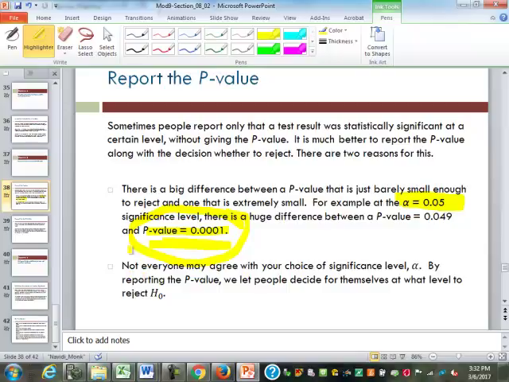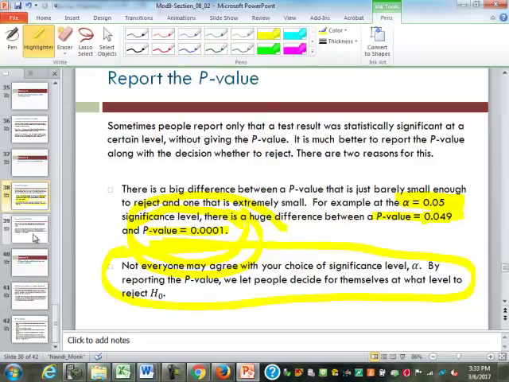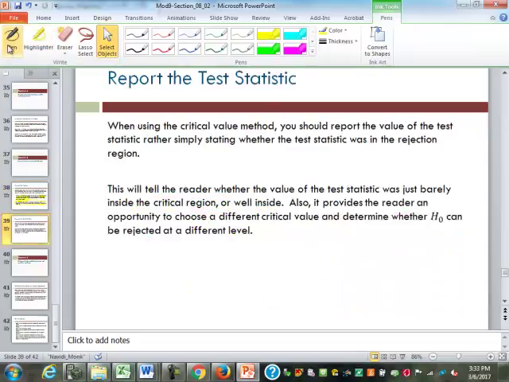Again, one of the reasons they give for reporting the p-value is you selected the significance level, and that's kind of arbitrary. So somebody else could look at it and say, no, I would have selected a significance level of 0.01. Well, in that case, they would not have rejected if the p-value was 0.049. But they still would have rejected if it was 0.0001. So reporting that p-value allows other people to make decisions based on what their level of importance or significance is.